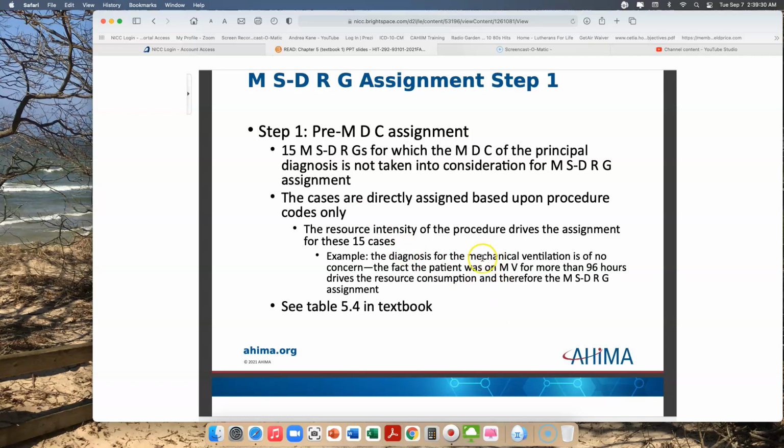A good example is what they give you here, a mechanical vent. If a patient's on a vent for more than 96 hours, that drives the resource consumption and therefore the MSDRG assignment. So if you have a patient who's on a mechanical vent for more than 96 hours, it doesn't matter what their principal diagnosis is. They're going to be put into a specific MDC that has to do with mechanical vent for more than 96 hours. So that's one of those pre-MDC assignments that'll just take you right to where you need to go.